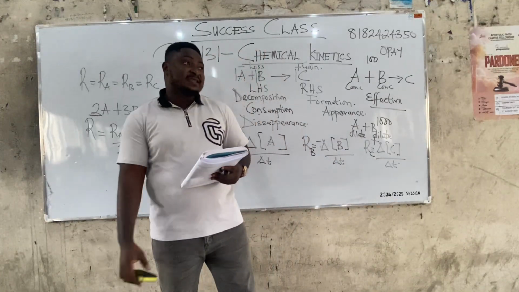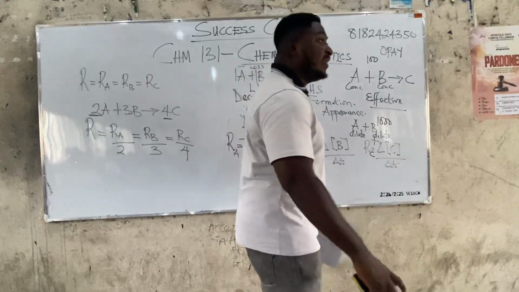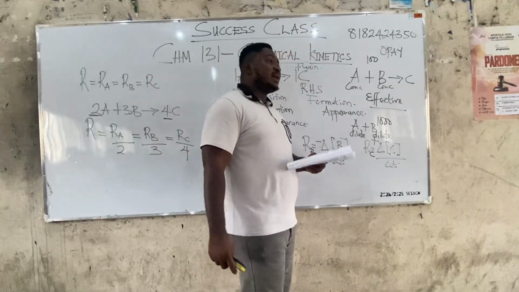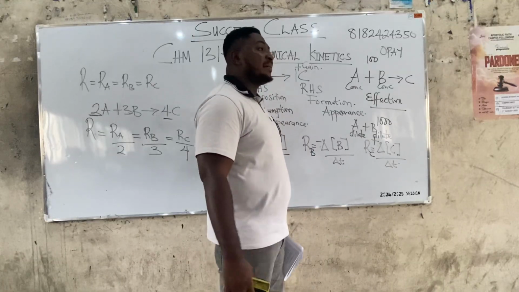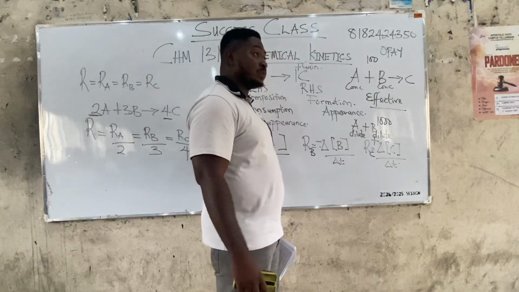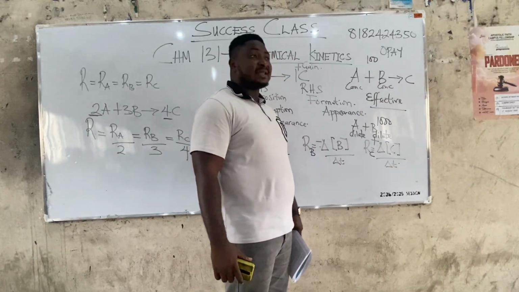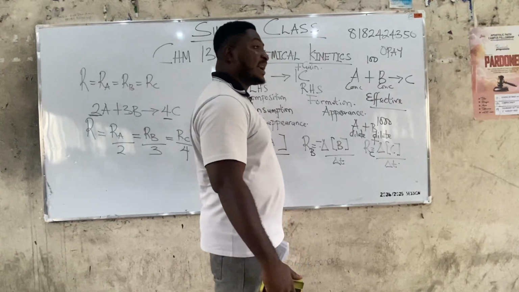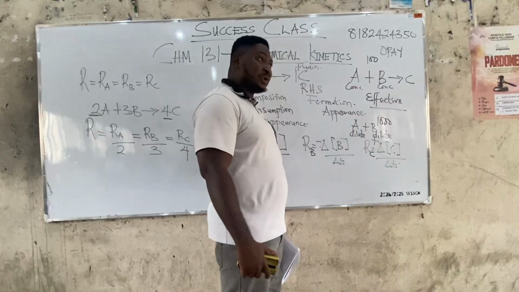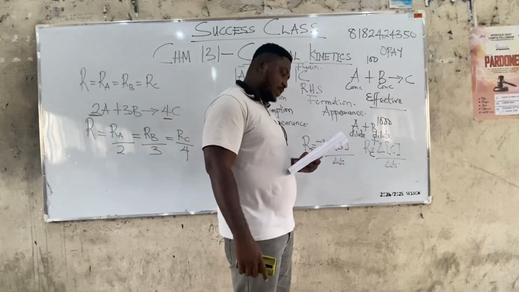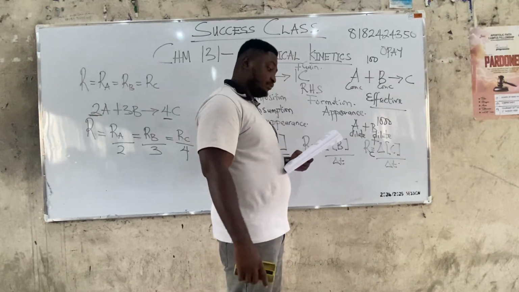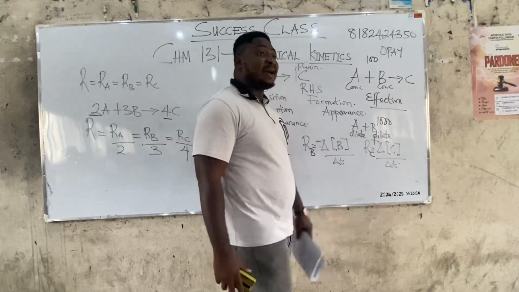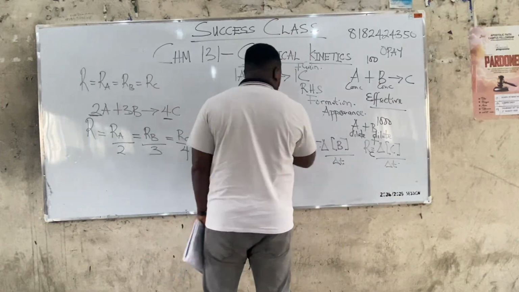A catalyst is a substance that can increase the rate of a chemical reaction without being consumed. See, they ask you in the exam: dash is a substance that can increase the rate of chemical reaction without being consumed. Catalyst is the answer. A catalyst is a substance that can do what? Increase the rate of chemical reaction without being what? Consumed.